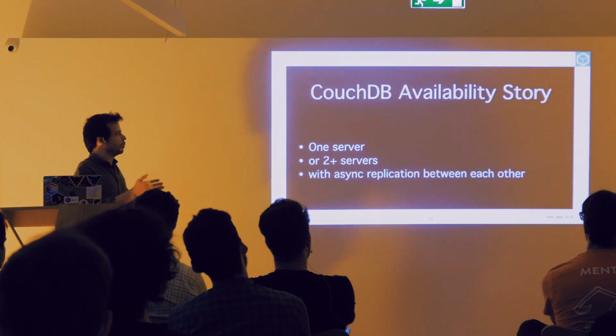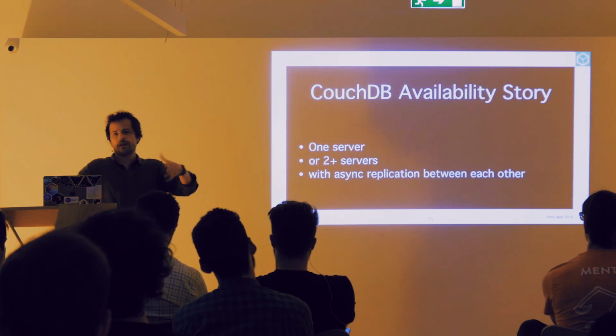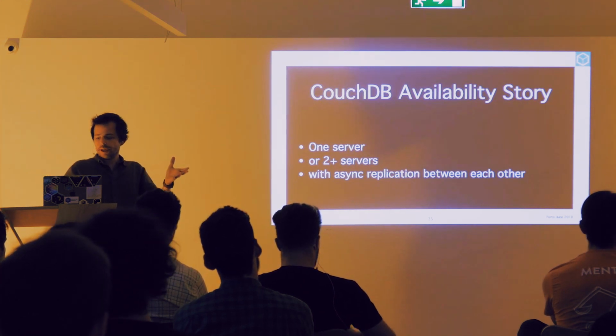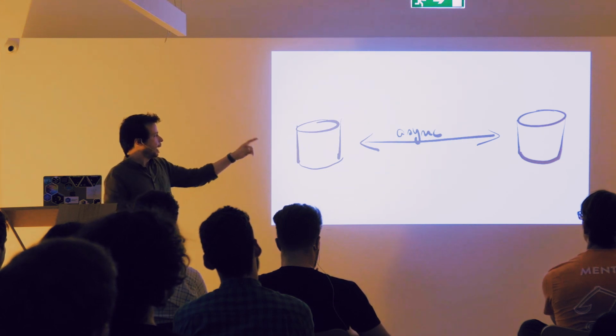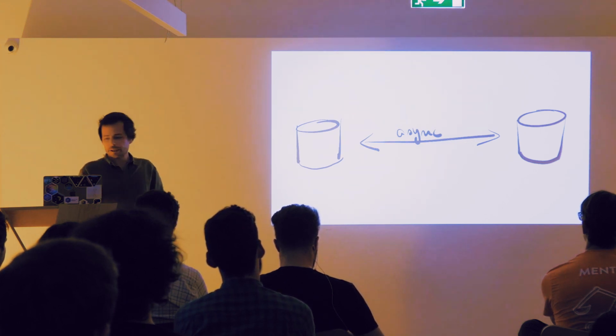So let's see how this works with CouchDB availability. You can either have one server, or you can have more than one server, and you can do async replication between any two databases. They replicate the changes asynchronously between each other in both directions.